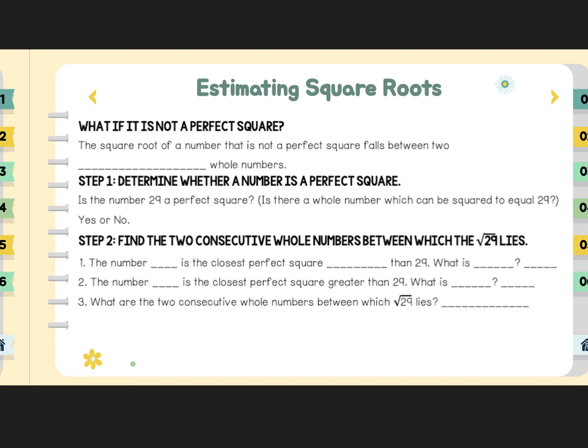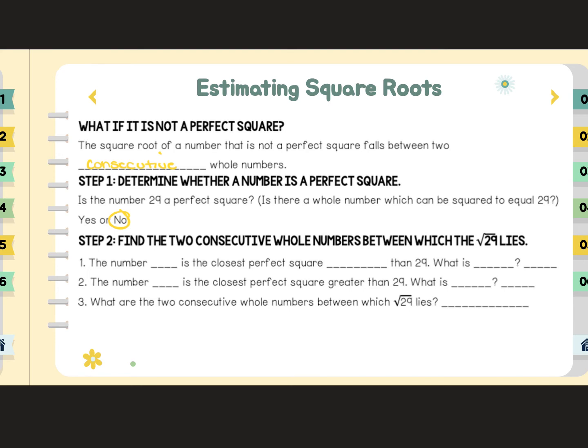So what if it's not a perfect square? The square root of a number that is not a perfect square falls between 2 consecutive whole numbers. So again, remember those terms. 2 consecutive whole numbers. All right, so when we talk about consecutive, those numbers that go right in order. So your first step is to determine whether a number is a perfect square. So when we look at this, it says, is 29 a perfect square? Is there a whole number which can be squared to equal 29? Yes or no? We can look here and tell that that is a no.